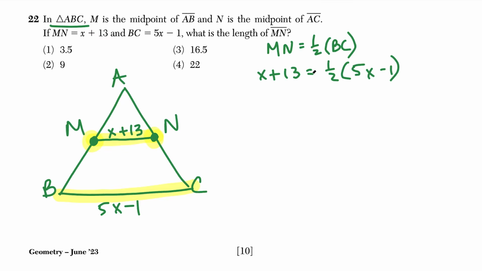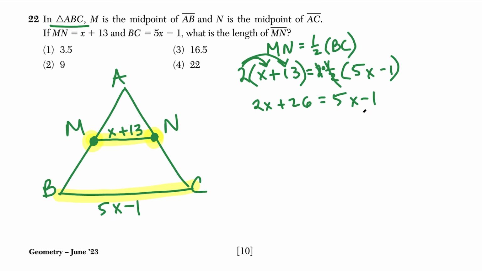Now, I could start this by distributing the half, but then we're going to have fractions, which is not going to be nice. So what I would rather do here is multiply both sides by 2, because then 2 times the half just cancels out nicely. And I would much rather be working with these numbers. So 2 times x is 2x, plus 2 times 13 is 26, equals, and now we have a 1 in front of the parentheses, so we could just drop the parentheses and say 5x minus 1.